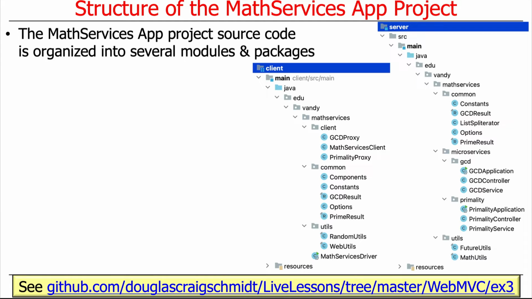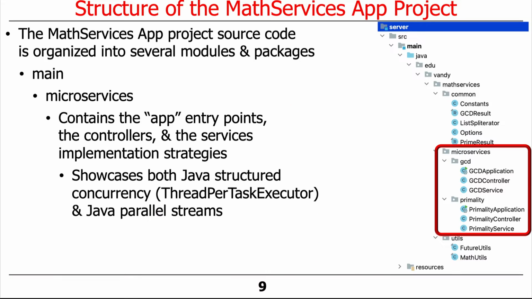So let's talk about how the MathServices app project is structured. We organize it into several modules and packages like usual. On the server side, we've got a microservices folder that contains the app entry points, the GCD application and primality application, which are pretty much boilerplate. We're going to have a couple of controllers for the GCD and primality microservices. They're also very standard. And then the service implementation strategies are where we do things a little bit more interesting by showcasing the thread per task executor and the Java parallel streams model. And in this case, we're actually going to use the virtual thread per task executor implementation.